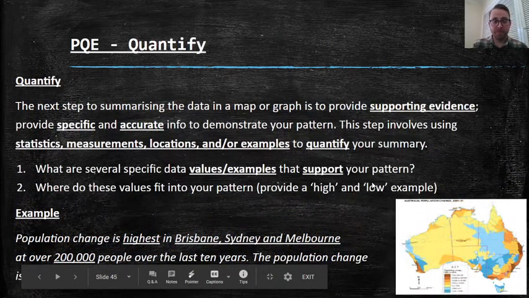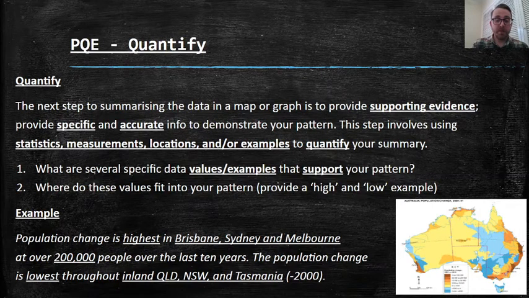1/3 down. The next step is to then prove that your pattern is correct. Demonstrate evidence. Provide supporting evidence that shows your pattern is legit. So you need to find some statistics, measurements, locations, or examples to quantify, to add quantities, numbers to your example. I'm basically looking for a calculator in this one. Yeah, I want to see lots of numbers in this second sentence.